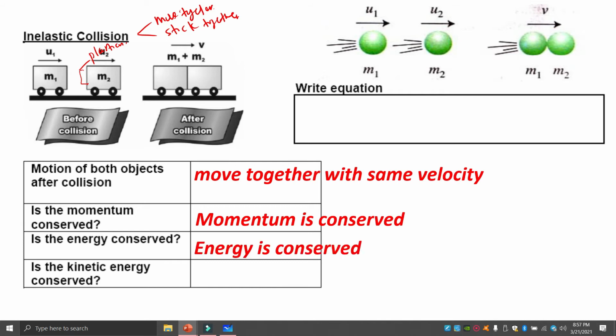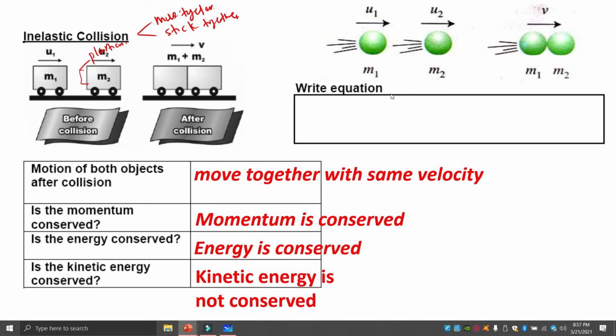Is the energy conserved? Yes, energy is conserved. But is kinetic energy conserved? No. For inelastic collision, the kinetic energy is not conserved. Why? Because just now you have two velocities before the collision, two initial velocities. After it collides, it becomes only one velocity. So of course there is a change in velocity before and after the collision.